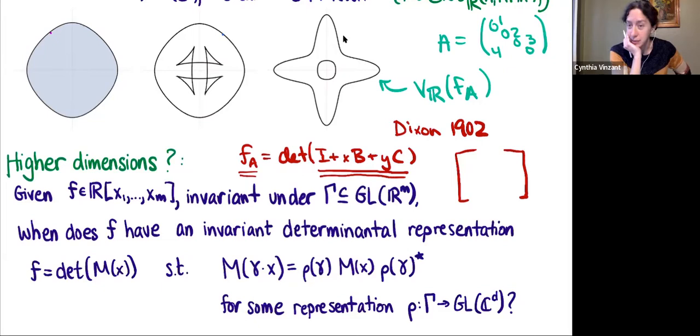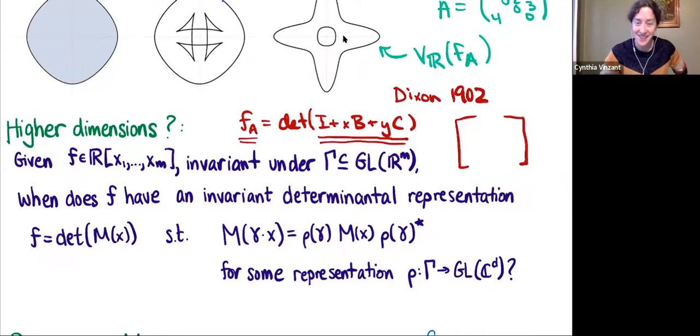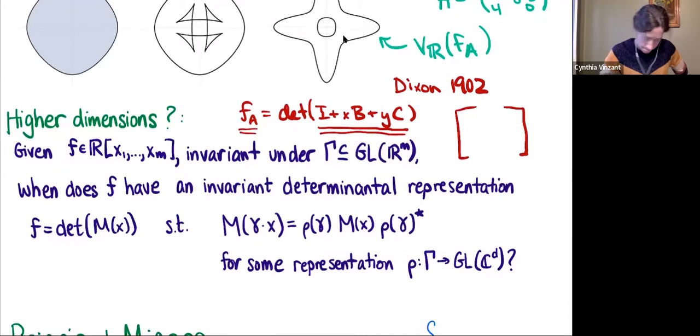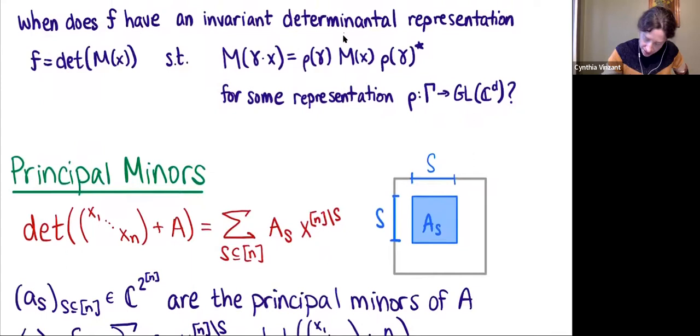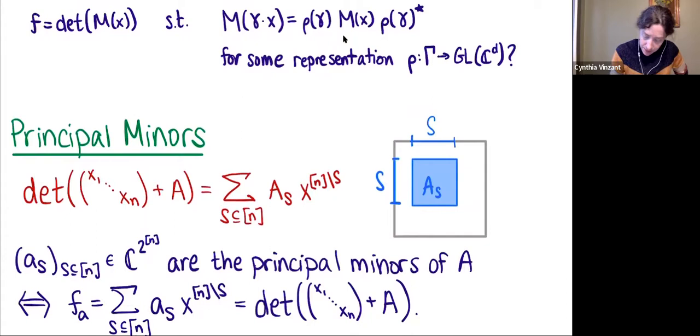So I can do a reset if you're bored or lost. Now would be a good time to jump back in. I'm going to introduce you to the principal minor map, if you have not already seen it, and its connection to a different flavor of determinantal representation.